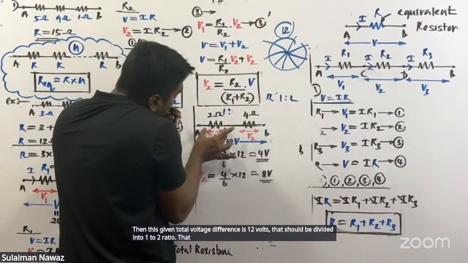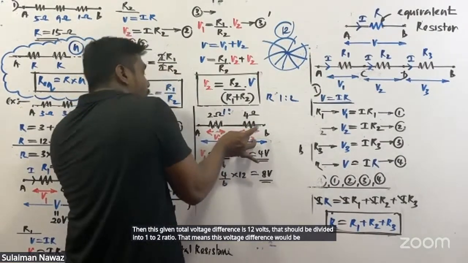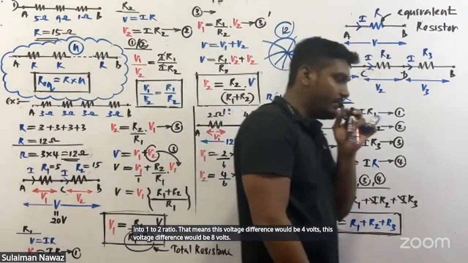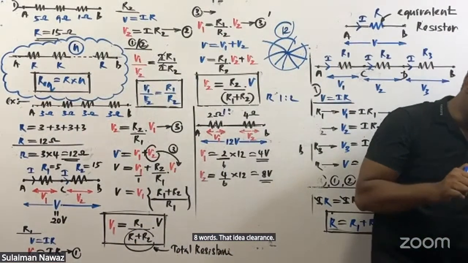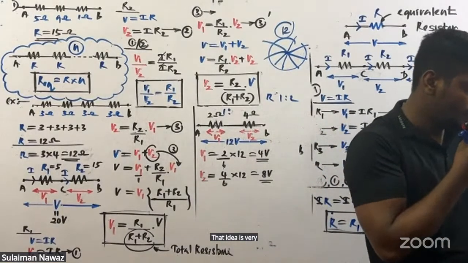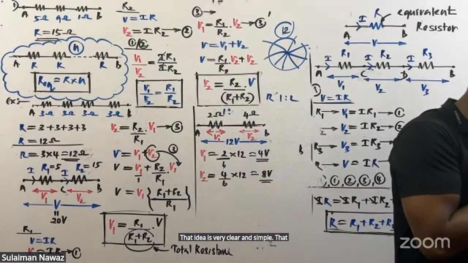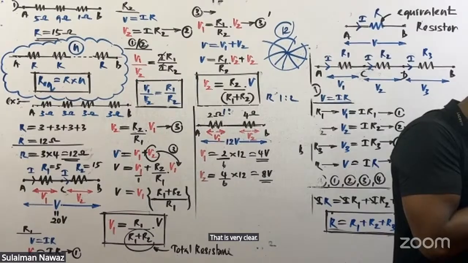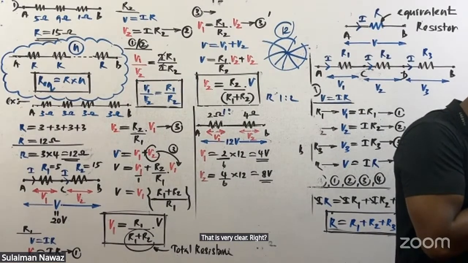That means this voltage difference should be 4 volts. This voltage difference should be 8 volts. That idea is very clear. Right? I hope you understand, right?